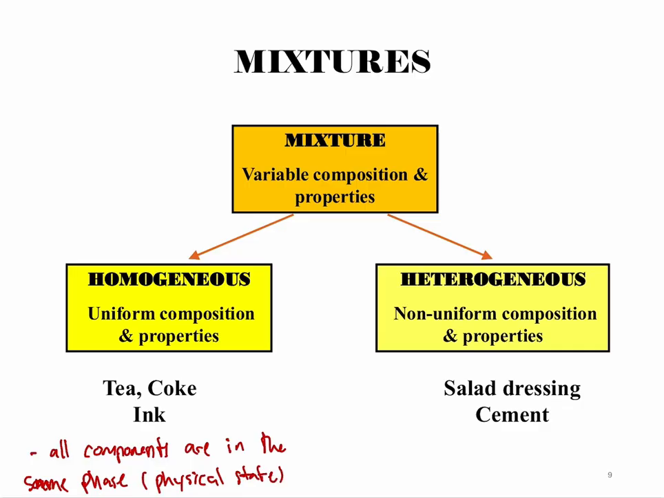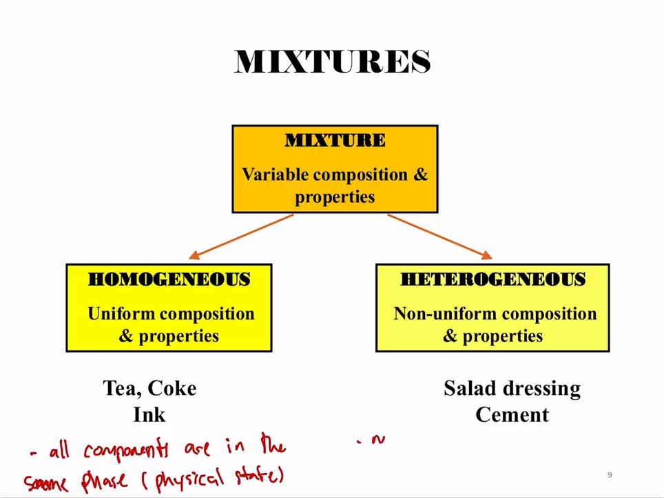All right, so if the water is in a liquid state, that means that the salt that's in the water is also in that same liquid state. A heterogeneous mixture is going to be something where the components of that mixture are not in the same phase. That's something like salad dressing or cement, right? Or soup, for example. In the soup, we have liquid broth and then solid vegetables.